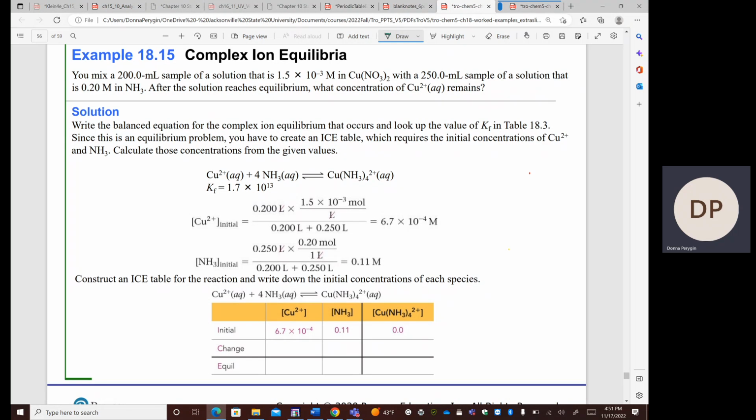So our first problem states that you mix a 200 milliliter sample of a solution that is 1.5 times 10 to the minus third molar in copper nitrate with a 250 milliliter sample of a solution that is 0.2 molar in ammonia. After the solution reaches equilibrium, what concentration of copper remains?